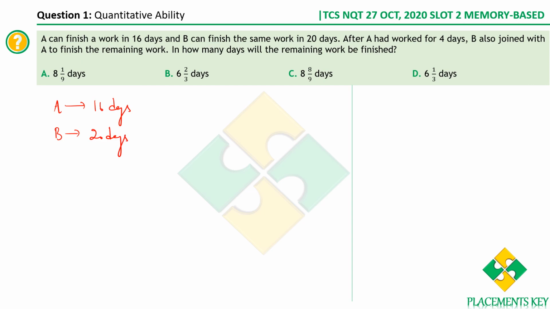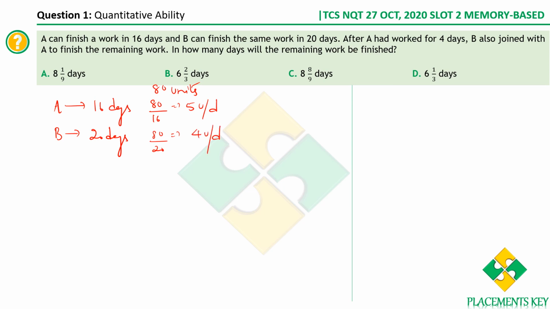Let's assume the total work to be the LCM of 16 and 20, which is 80. Okay, the LCM of the given days 16 and 20 is 80 units. This is the total work. Therefore, what is A's efficiency? A can do how many units in a day? 80 by 16. That is, he can do 5 units in a day. Similarly, B can do 80 by 20, so he can do 4 units in a day.